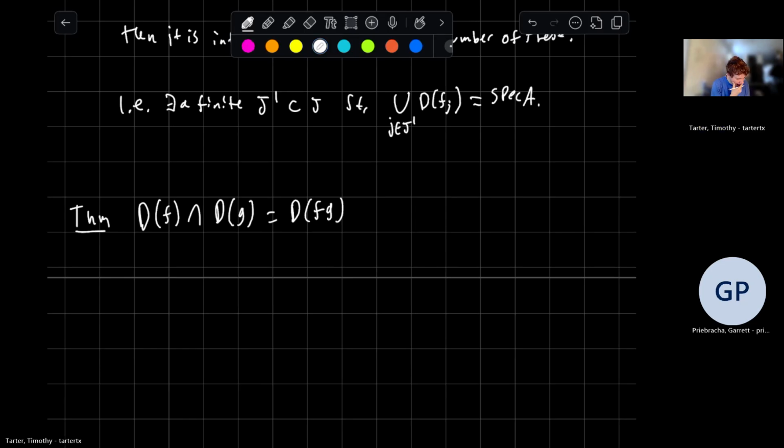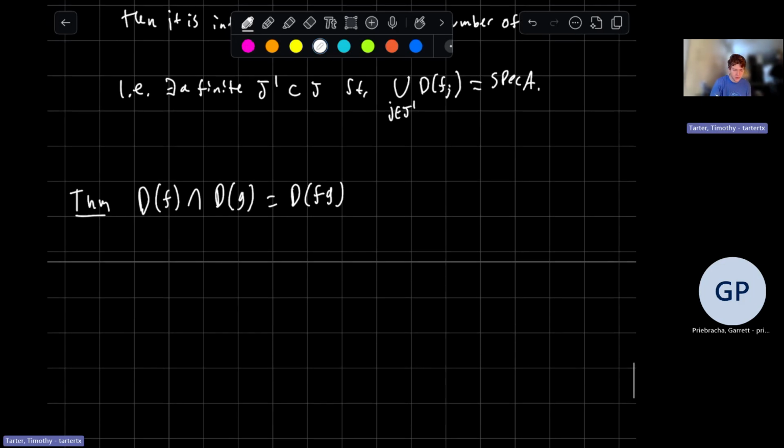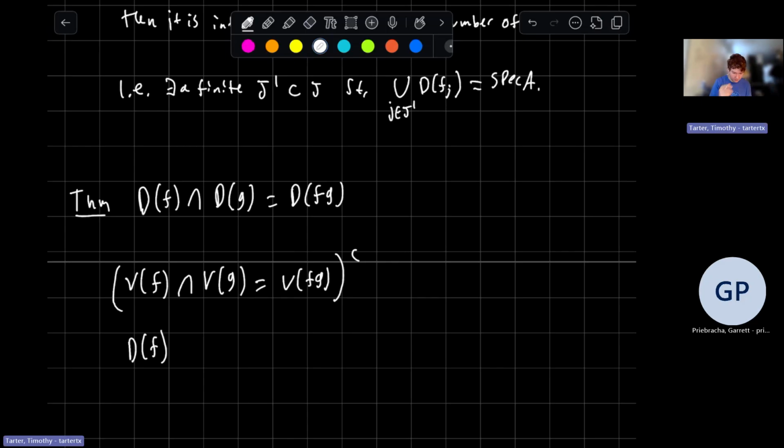Like V(F), the vanishing of F, intersect the vanishing of G, equal to the vanishing of FG. But then taking the complement of all of this, that doesn't vanish of F, no, this would be the union, because of De Morgan's laws.